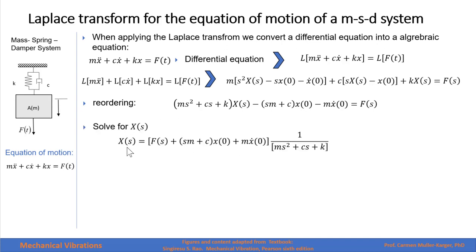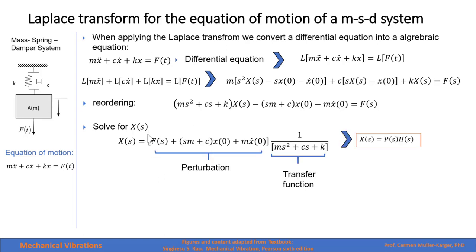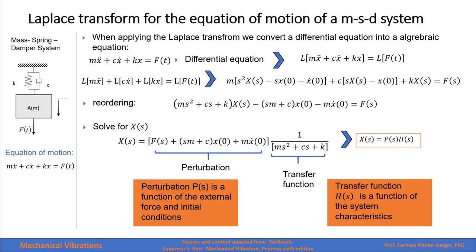Now we solve for X(s), and we get that this is equal to F(s) and the initial conditions, and we have to divide by this term over here. This is what is called the perturbation, because we have the external force and the initial conditions, and this is what is called the transfer function. As you see, the transfer function is a function of the properties of the system: mass, damping, and constant of the spring. And we can write X(s) as the perturbation function times the transfer function. As I said, the perturbation is a function of the external force and the initial conditions, and the transfer function is a function of the system characteristics.